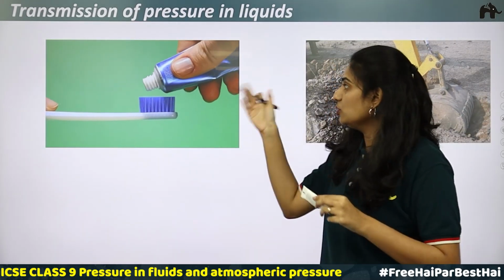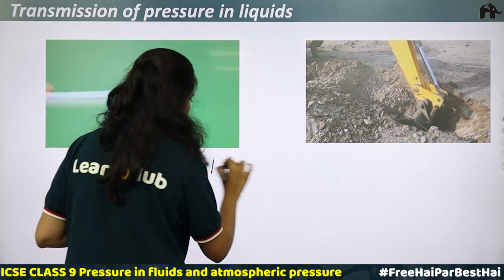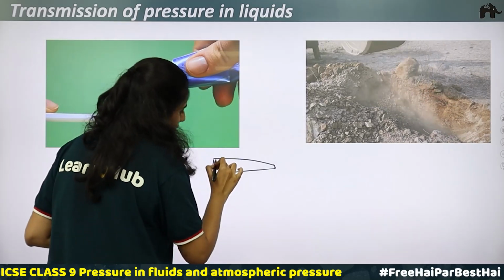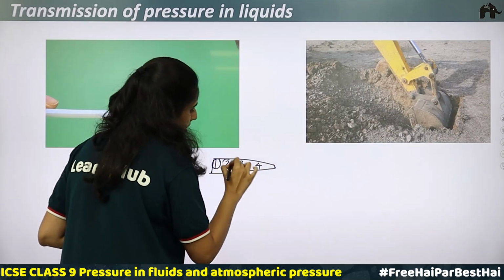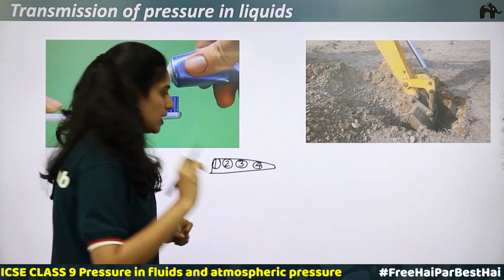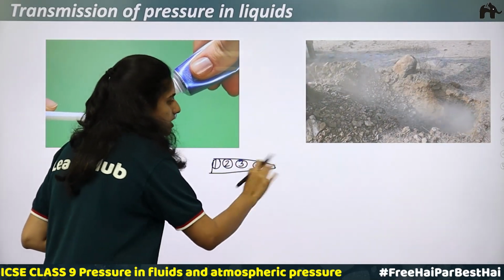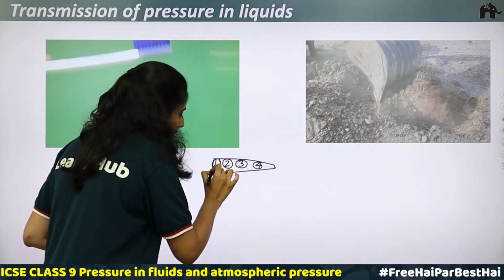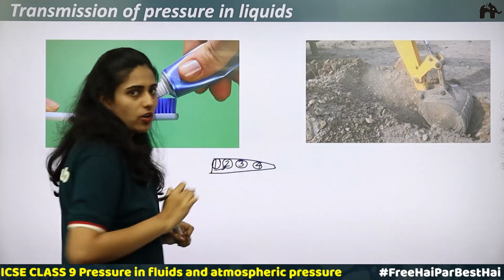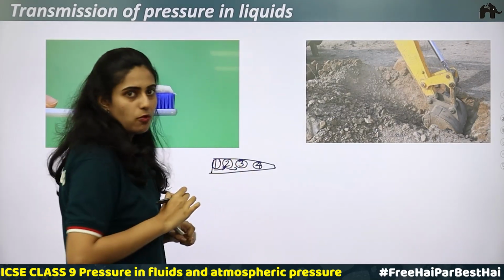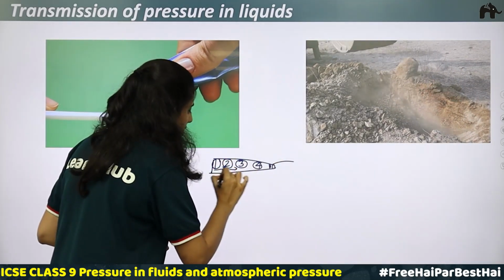This is the same case with the toothpaste. This is how a toothpaste tube is. Whether you press here, here, here, or here, four points I have marked, anywhere by pressing, you can bring the toothpaste out, which means pressure is distributed. So when you apply a pressure at this point, what happens? Equal pressure is applied at this point, and equal pressure is applied at this point. The toothpaste at this end will be coming out, which means the pressure is being transmitted.